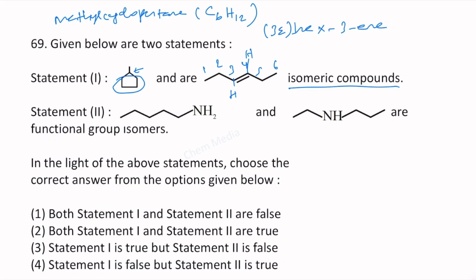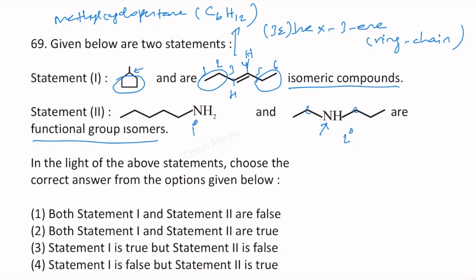And here too we have C6H12 because we have 5 hydrogens here, 5 hydrogens here, and then 2 hydrogens. Therefore, this is also C6H12. That means they are indeed isomers. They could be considered as ring chain isomers. Therefore, statement 1 is correct. How about statement 2? In statement 2, we have two different amines. This is a primary amine and this is a secondary amine because the nitrogen atom here is connected to 2 carbons directly. Therefore, this is a secondary amine. And it is mentioned as functional group isomers.